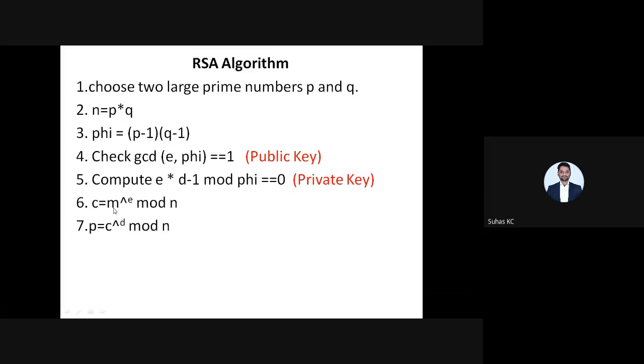M is nothing but the original message. The sender converts plain text to ciphertext. C is the ciphertext. How do you get the ciphertext? For your original message, what key do you have to use?